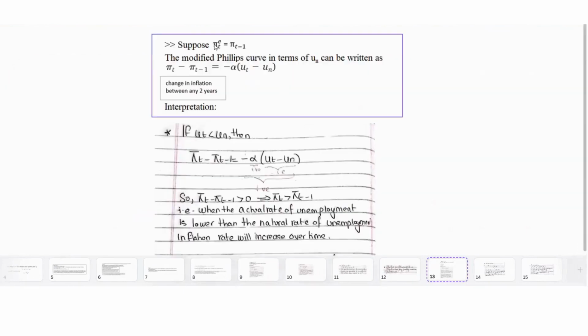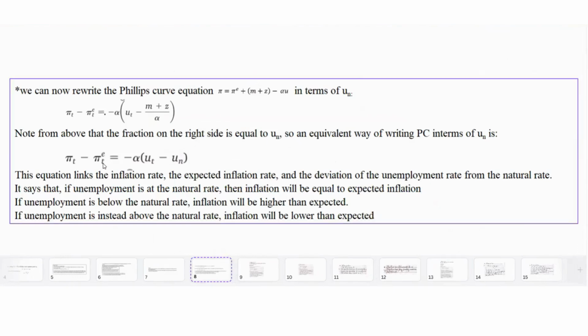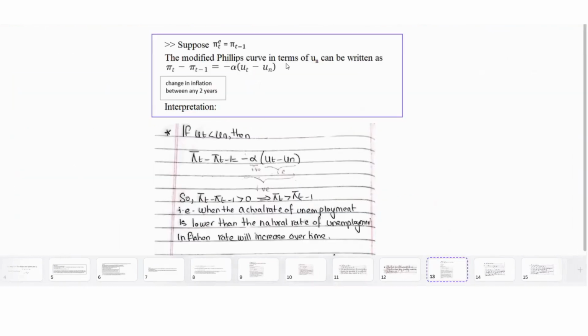Now let's look at what if pi t was equal to pi t minus 1. We had an accelerationist Phillips curve, and in terms of un, this can be written as pi t minus, here instead of pi t, we have pi t minus 1. So the only difference is that for the original Phillips curve, pi t was pi bar. For the accelerationist Phillips curve, pi t is pi t minus 1. So now the accelerationist Phillips curve in terms of un is written as this. Now pi t minus 1 is just the change in inflation between any 2 years.